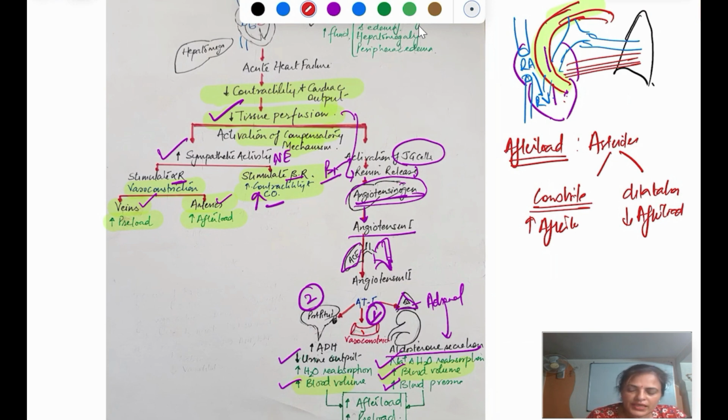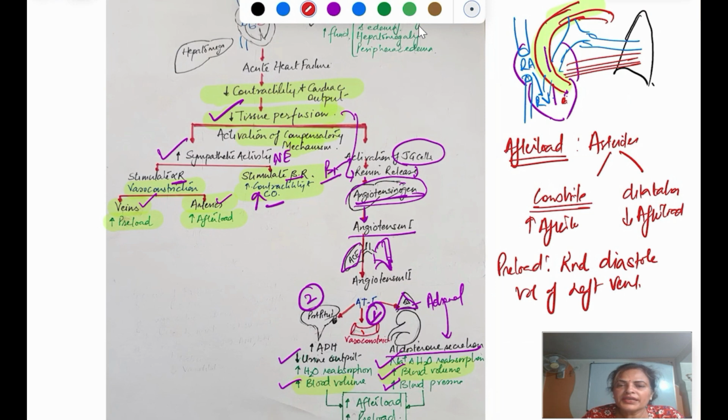So preload is this end diastolic volume of the left ventricle. So it depends on what? It depends upon the condition of these veins.